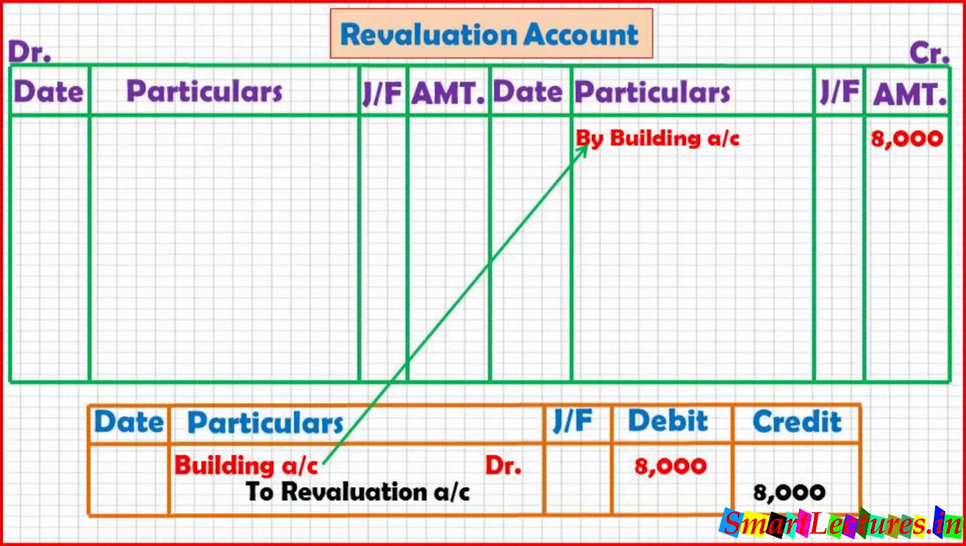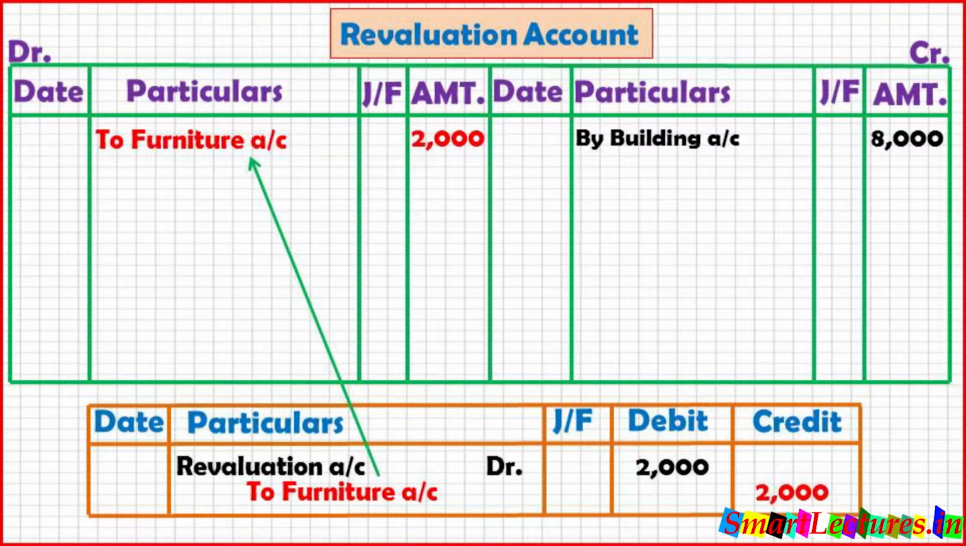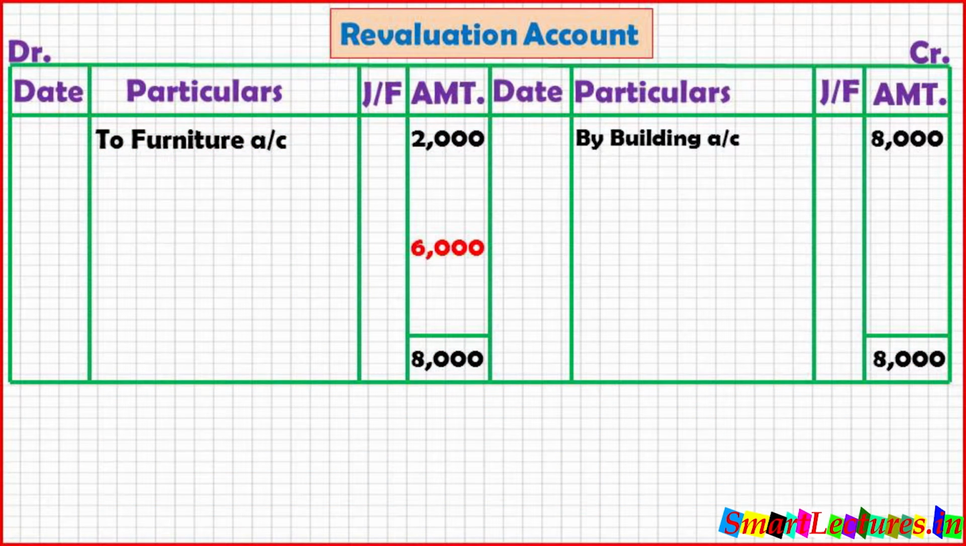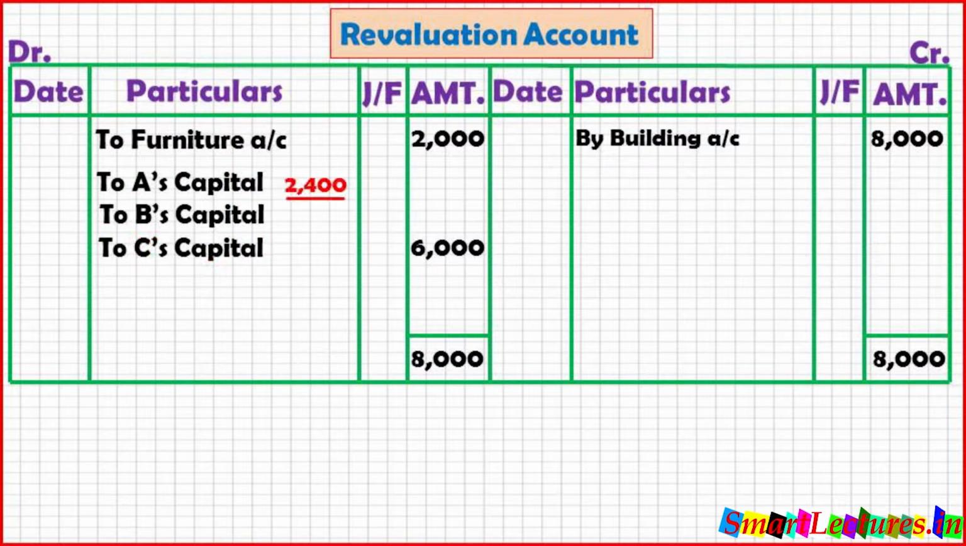So first of all, buy building 8,000, and then to furniture 2,000, and total on both sides 8,000. 6,000 is the balancing figure on the debit side. It means this is the profit, and this profit will be transferred to A, B, C in their old ratio. So to A's capital, to B's capital, to C's capital: 2,400 in the inner column, 2,400 in the inner column, 1,200 in the inner column, and in the outer column will be 6,000. You know, there is a profit. We have already left the space for one journal entry.